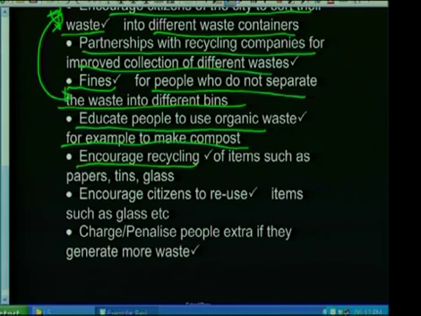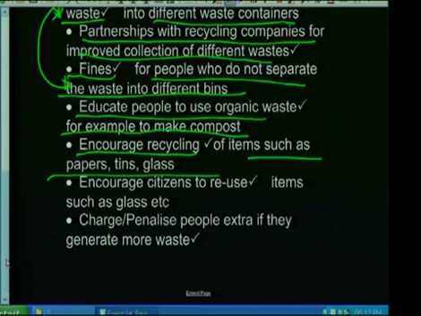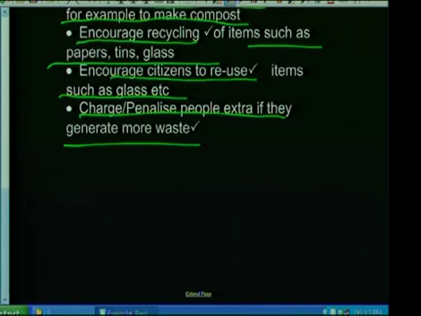Education, we spoke about. Encourage recycling of items such as paper, tin, glass. That's over. Encourage citizens to reuse items such as glass. Charge or penalize people extra if they generate more waste. The more waste you generate, the more you pay. Now, what's happening in our local councils, we have an environmental levy, for example, and this is not on solid waste. I'm looking at a different angle now: on the use of energy.